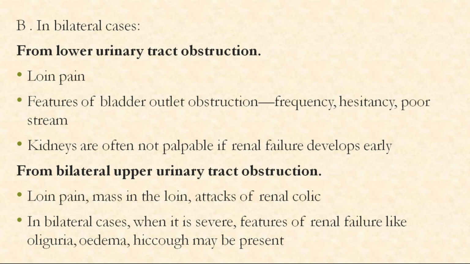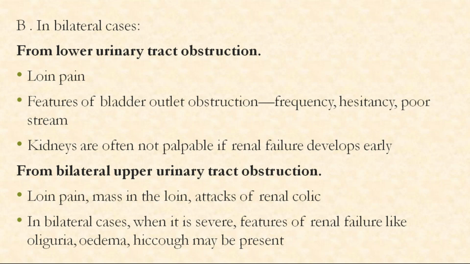So the causes which are responsible for the lower urinary obstruction. Lower urinary obstruction means from the urethra and the ureter and bladder, the patient may have a pain in the loin. And features of the bladder outlet obstruction like frequency, hesitancy, and poor stream can occur. So what happens? Renal failure takes place, and both kidneys are palpable. So that is called lower urinary tract obstruction. That means from bladder to urethra.